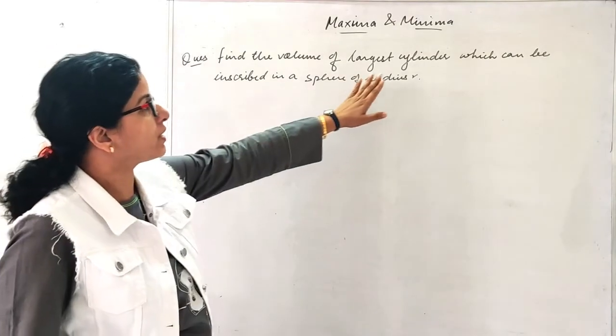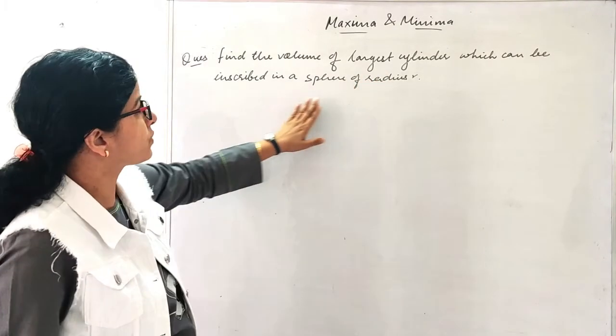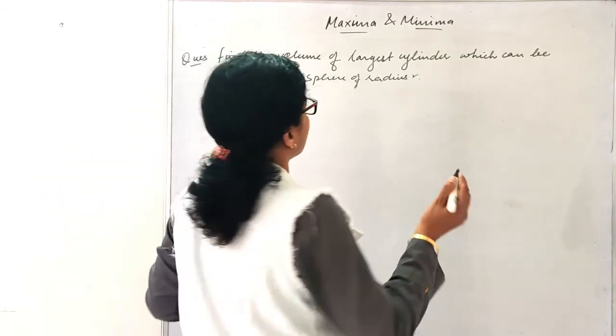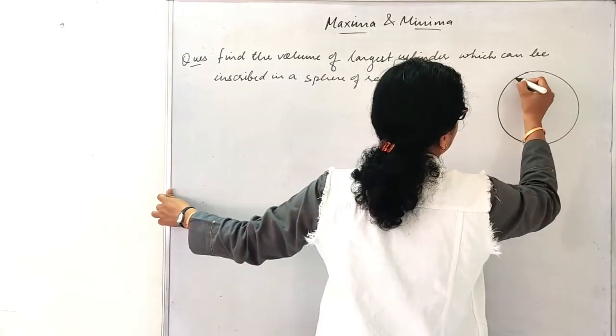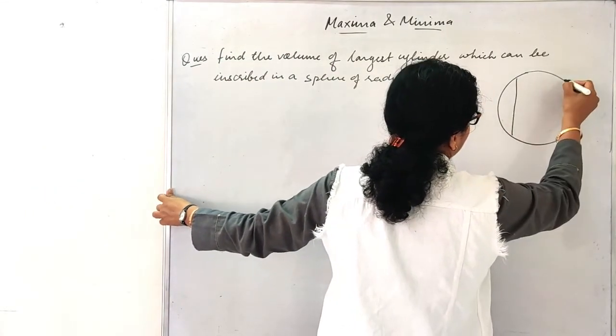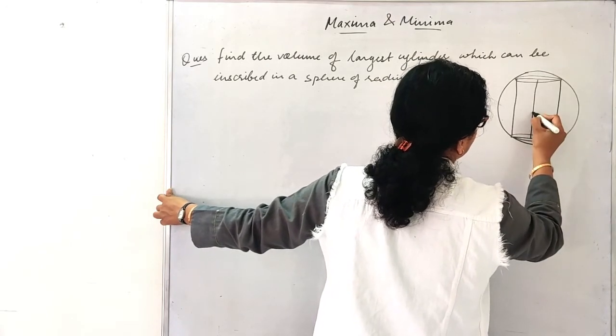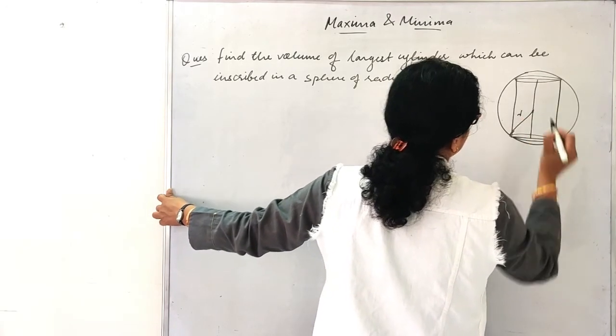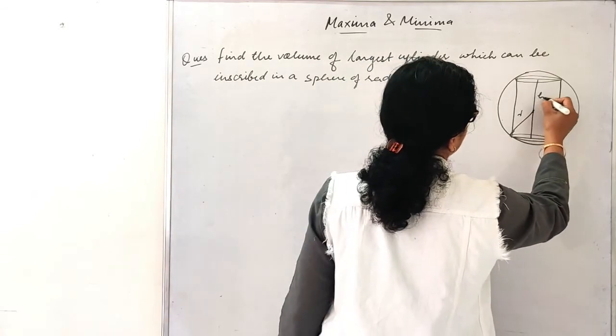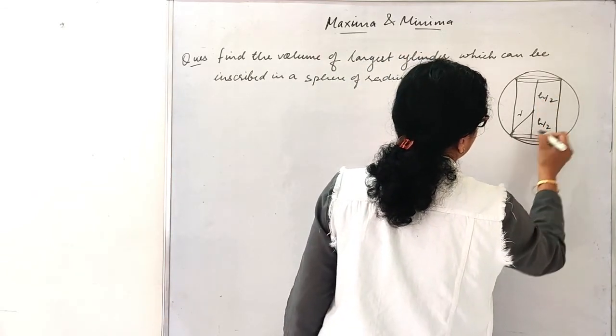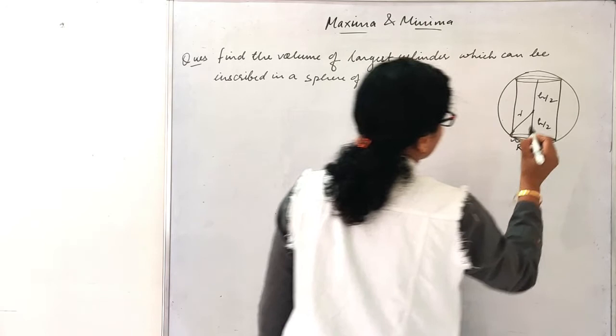So let us check this question now. Find the volume of the largest cylinder which can be inscribed in a sphere of radius R, right? So we have a sphere, in that my cylinder is inscribed. This is the height of the cylinder and here will be somewhere, this is the radius of the sphere. This will be h by 2, this will be h by 2, and this is the radius of the cylinder.